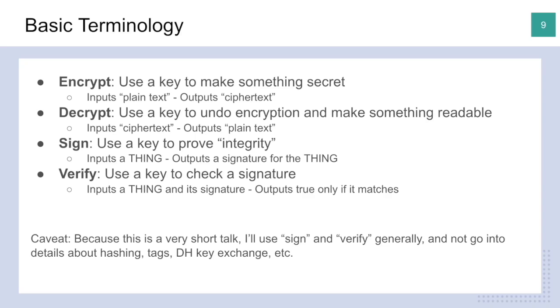So encryption manages secrecy. Decrypt is just the reverse of that. You use a key to undo the encryption and you make something readable. So you input ciphertext and output plain text.